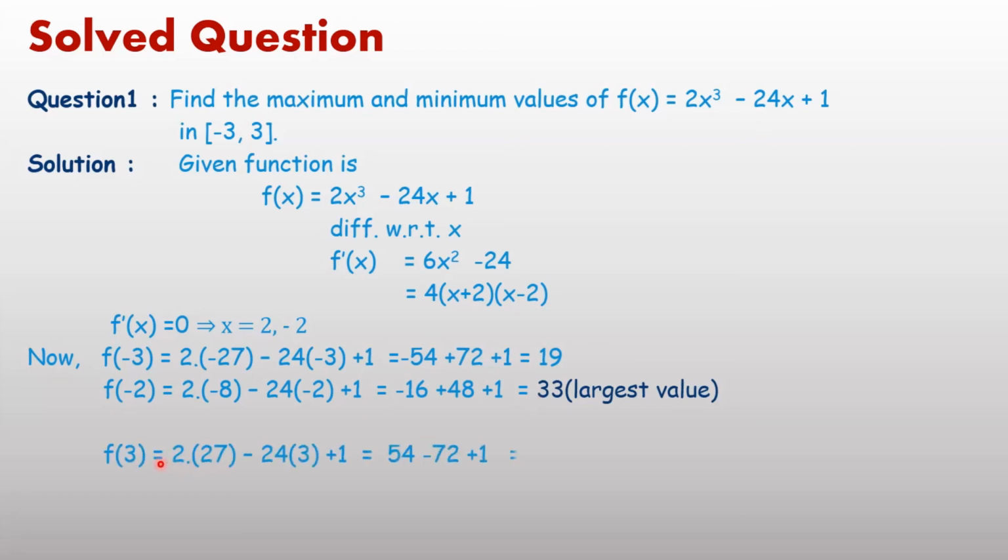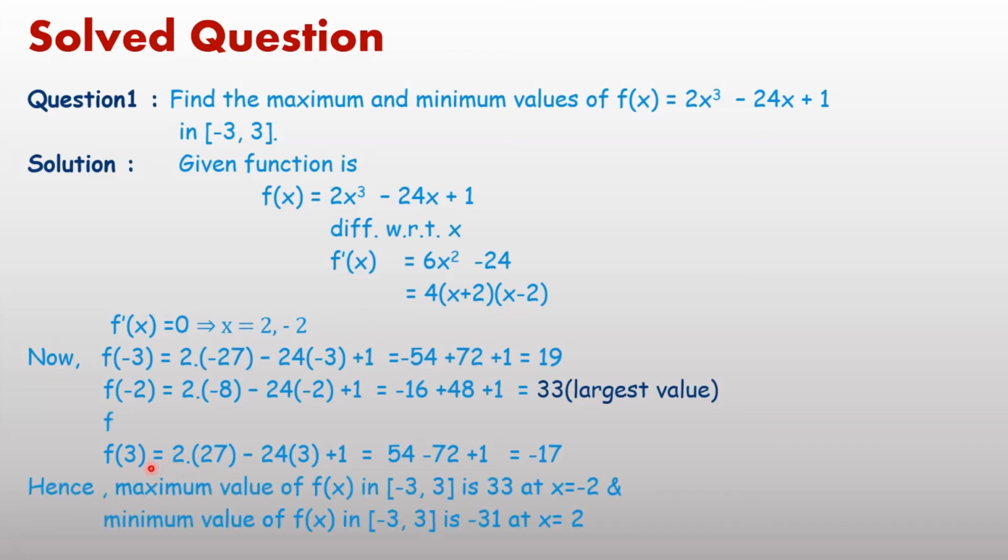Then f(3) at x = 3, and before x = 3, f(2) also write down. At x = 2, 2 into 8 minus 24 into 2 plus 1 equals 16 − 48 + 1 equals −31. At x = 3, the value of the function: 2 into 27 minus 24 into 3 plus 1 equals −17.